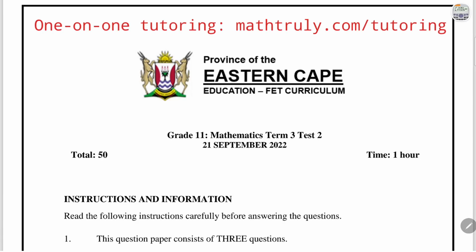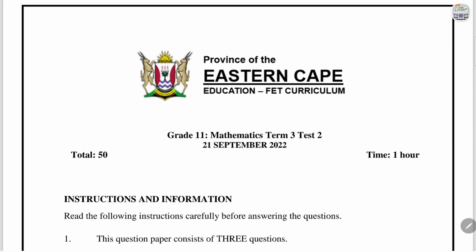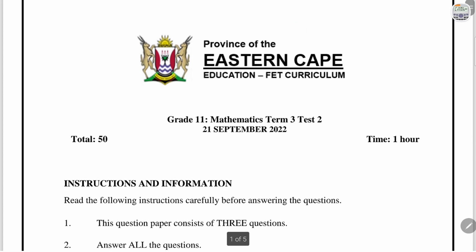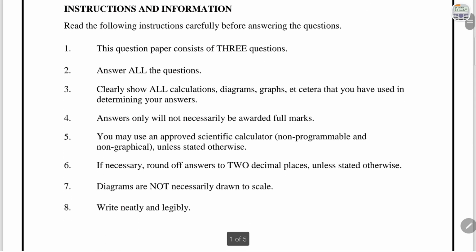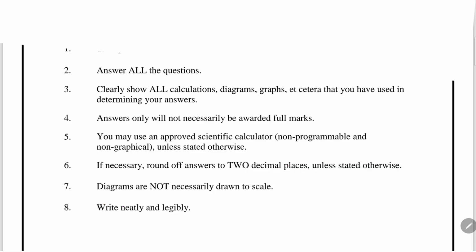In this video we'll be working on the Mathematics Term 3 test, and this is for September 2022, specifically from the Eastern Cape province. The marks allocated to this paper is 50 marks and the time is 1 hour. Okay, so you can see the instructions. Just make sure to round off to 2 decimal places unless stated otherwise, and the diagrams are not necessarily drawn to scale. Okay, so with that being said, let's get into this video.